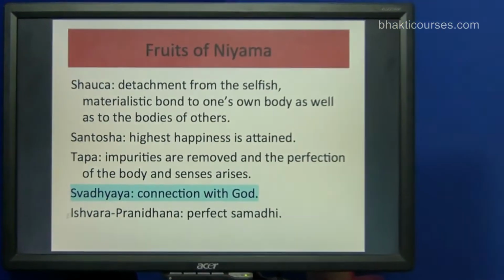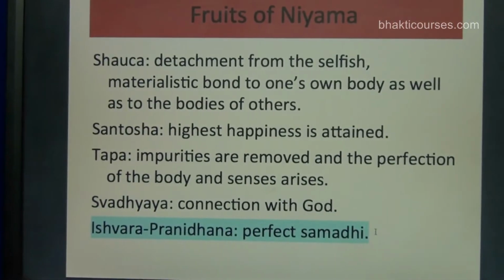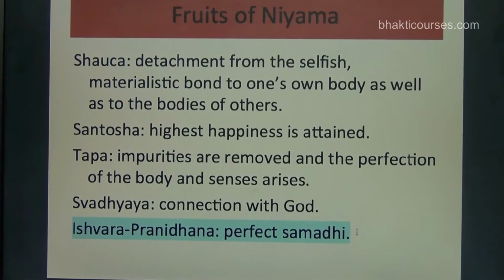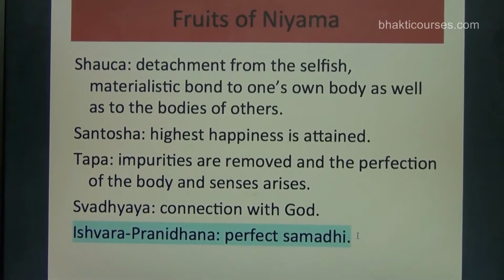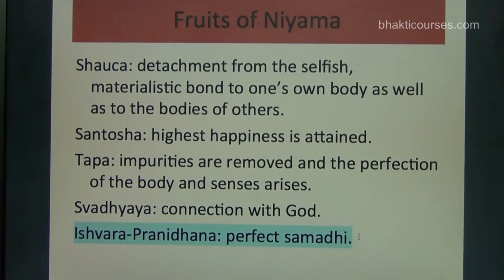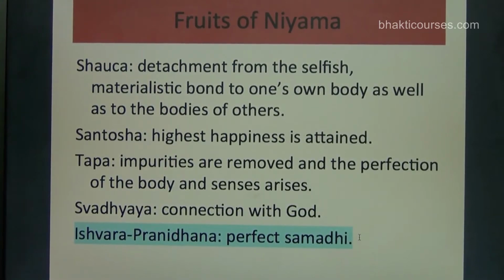And the last is Ishvara pranidhana. Pranidhana means surrender. So by surrender to Ishvara, what is the result? One gains samadhi. Samadhi is the ultimate goal of yoga. That is the eighth stage. And he says that by Ishvara pranidhana, one will eventually come to the stage of samadhi.